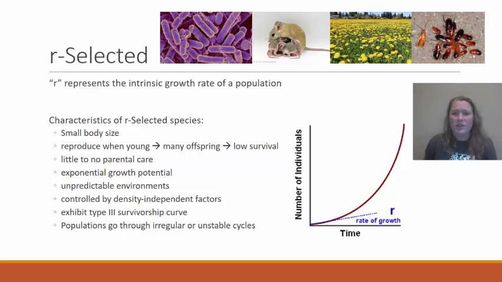Typically, R-selected species exhibit a type 3 survivorship curve, and we'll talk about that in another one of our video lectures. They also are controlled by density-independent factors. Again, we'll talk about those more in another video.